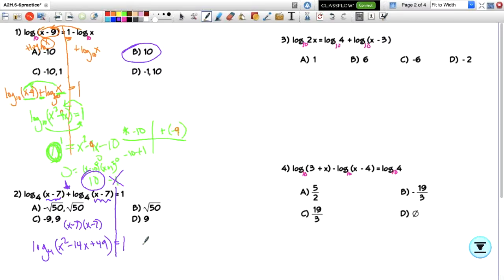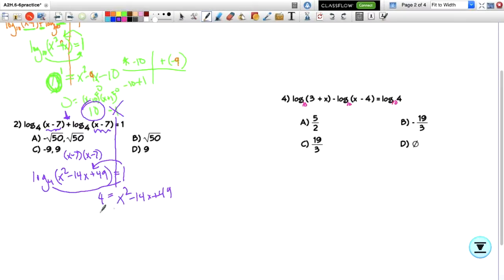So right now I'm going to look. I have a log on only one side. That means I have to put it into exponential form. I'm going to do 4 to the first power equals this mess. Now 4 to the first power is just 4 equals, and then my of piece, x squared minus 14x plus 49. I got to keep going to solve this. I'm going to subtract 4 from both sides, and I end up with 0 equals x squared minus 14x plus 45.